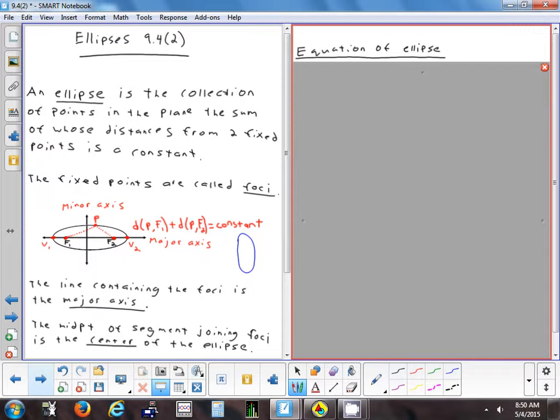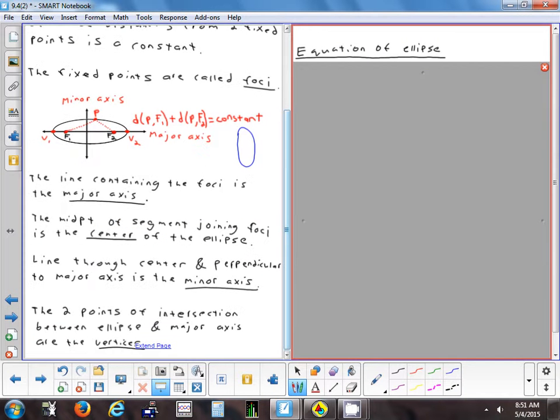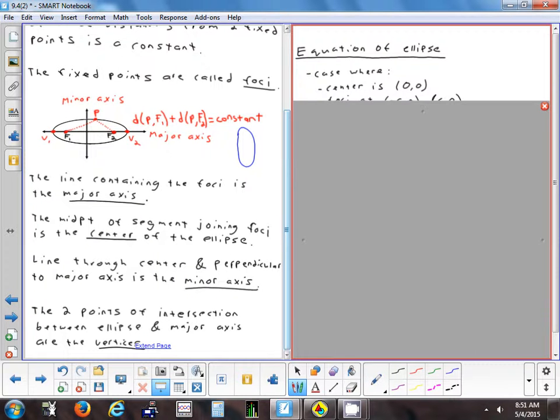Okay. In your packet, you've got the table, but if you're making a reference sheet, I don't know if I would put this formula on it, because this is a special case where the center is at the origin. In a little bit, I'll give you the formula where the center can be shifted from the origin. So this is the case where the center is at 0, 0.